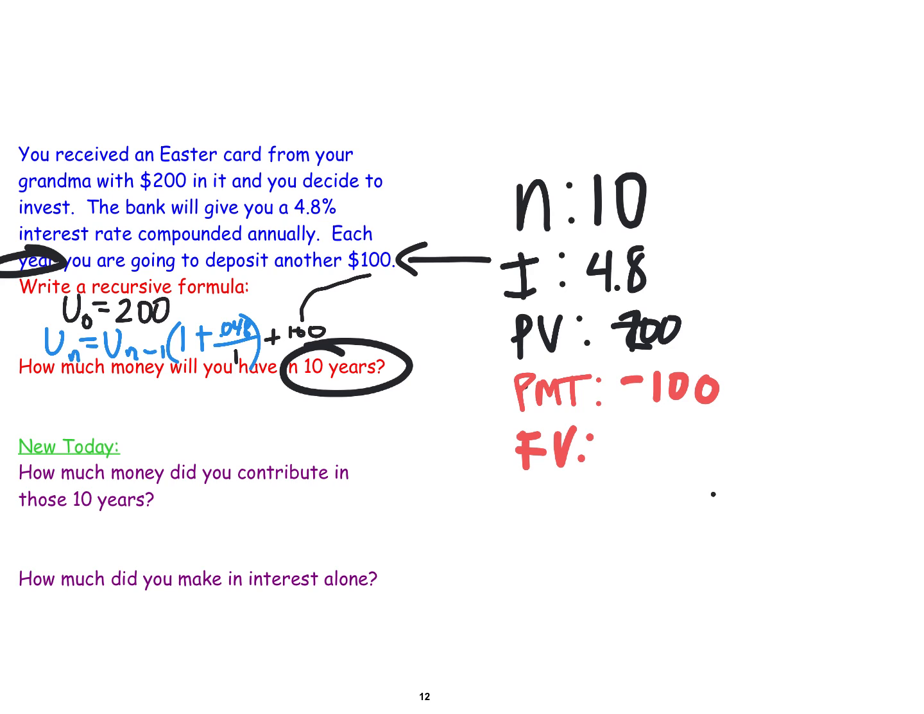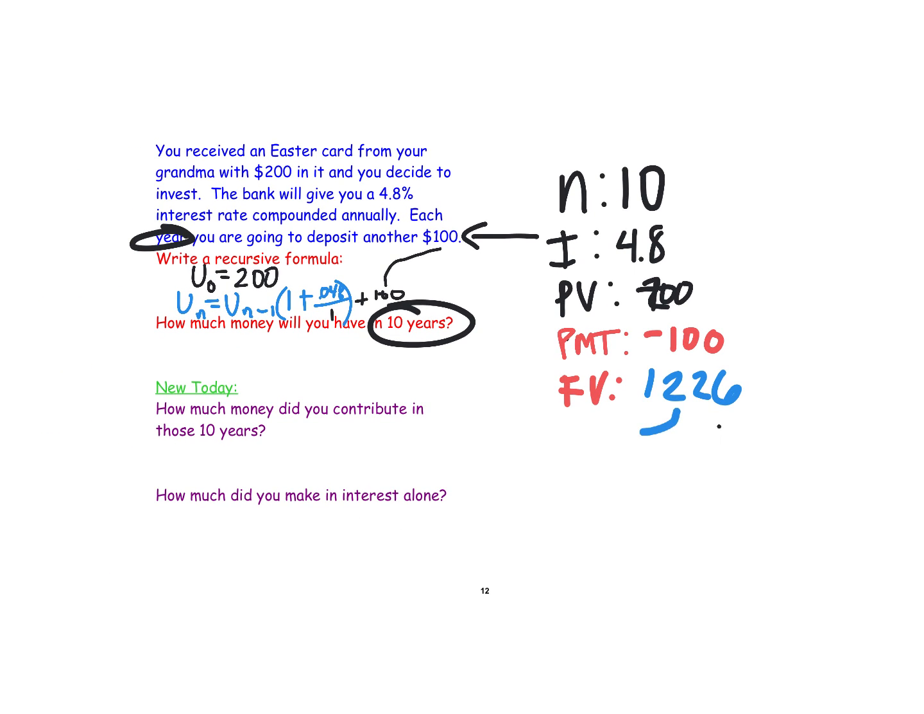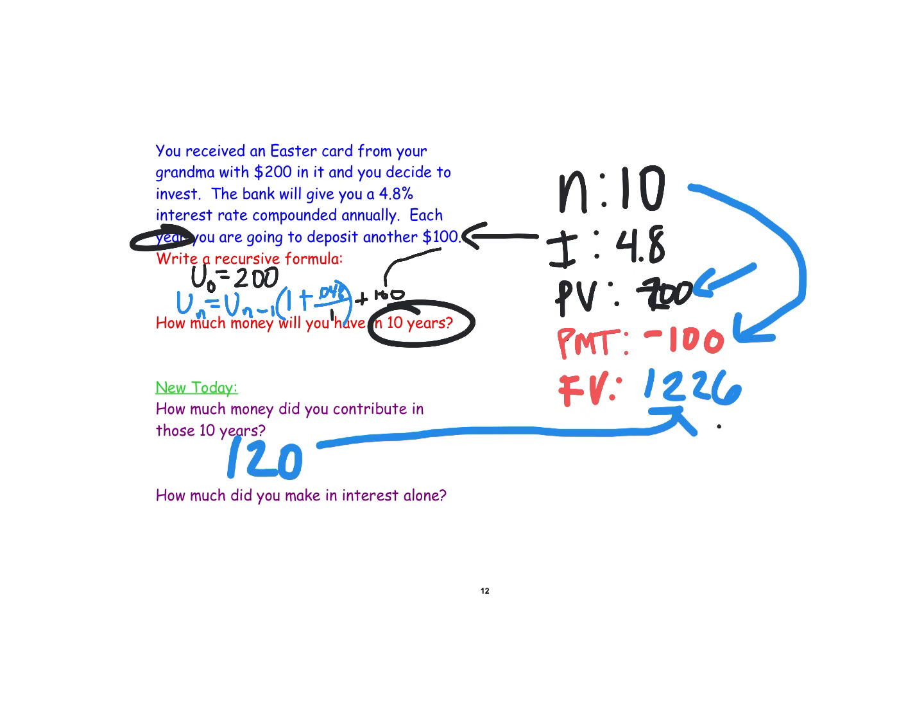Taylor, why don't you tell me what you got? 1,226. Okay, anybody verify 1226? Yay. Now, did you put in all 1226? No. Remember that what you put in is much smaller than that. You put in the 200 up front, plus you had 10 payments of 100. I can do that in my head, can you? 10 payments of 100 is $1,000. 200 that you put in the first place, you put in 1,200. That makes sense? What you started with, plus your payments. And there's 10 of them.